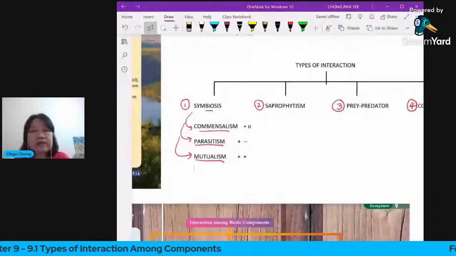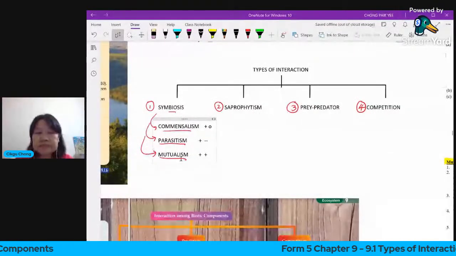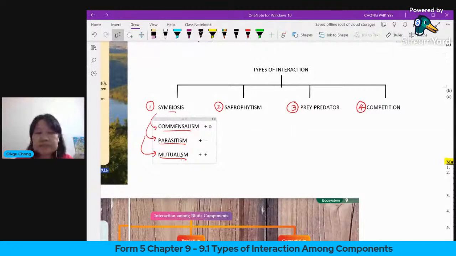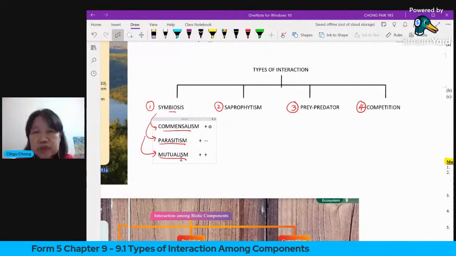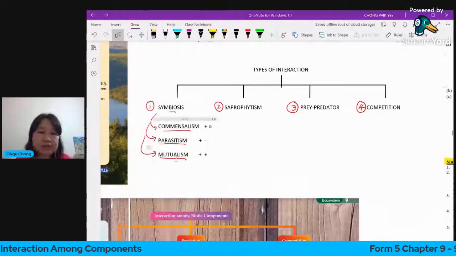All right. Mutualism. Mutual means together. That means both of them will get the same advantage, both of them will win. So it's called a win-win relationship. Positive, positive. Okay, so this is under symbiosis.